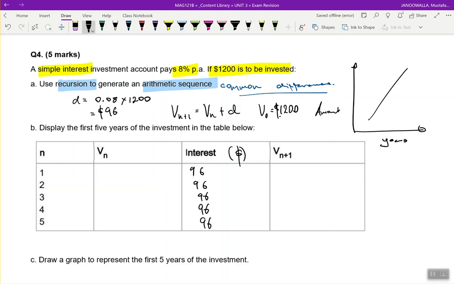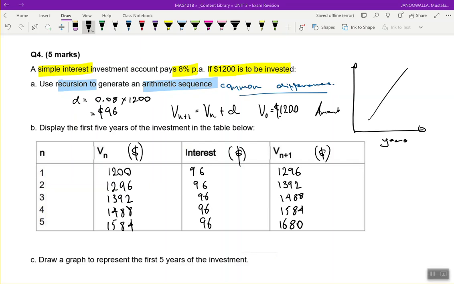So I'll give you a couple of examples. So the first year, that's when it's 1200, you'll add the interest. So Vn plus 1 is going to be 1296, and that is going to be invested in the next year. I'm going to earn that 8% interest, which is $96, and we just keep on going from there. Alright, so that's the table filled up, and I've put the units for all of them up there, and so we just now need to plot the graph.